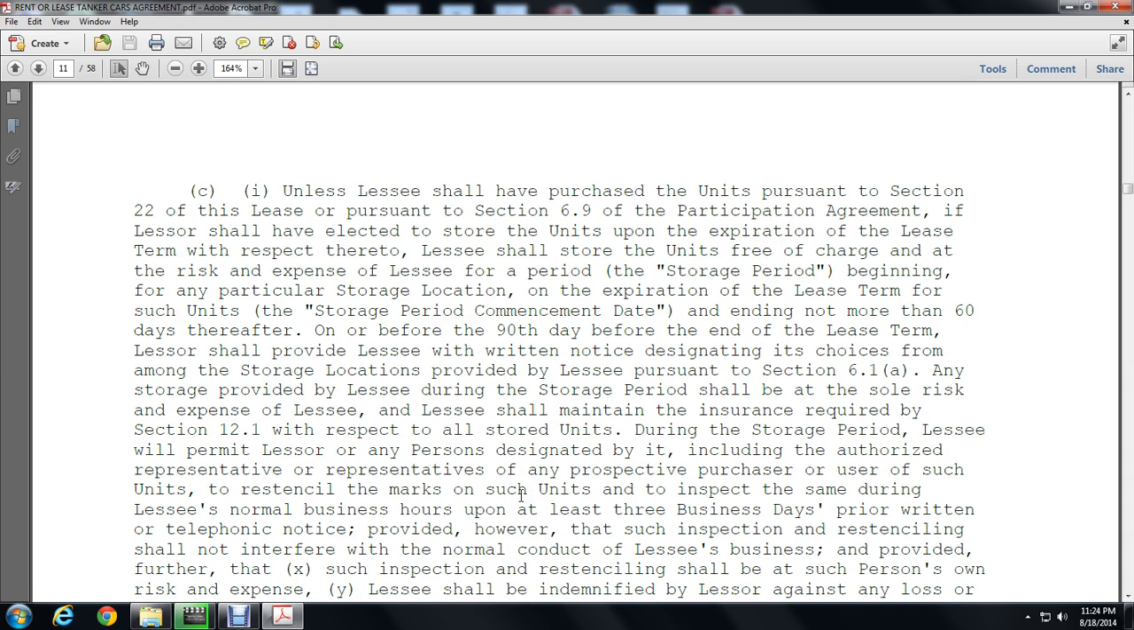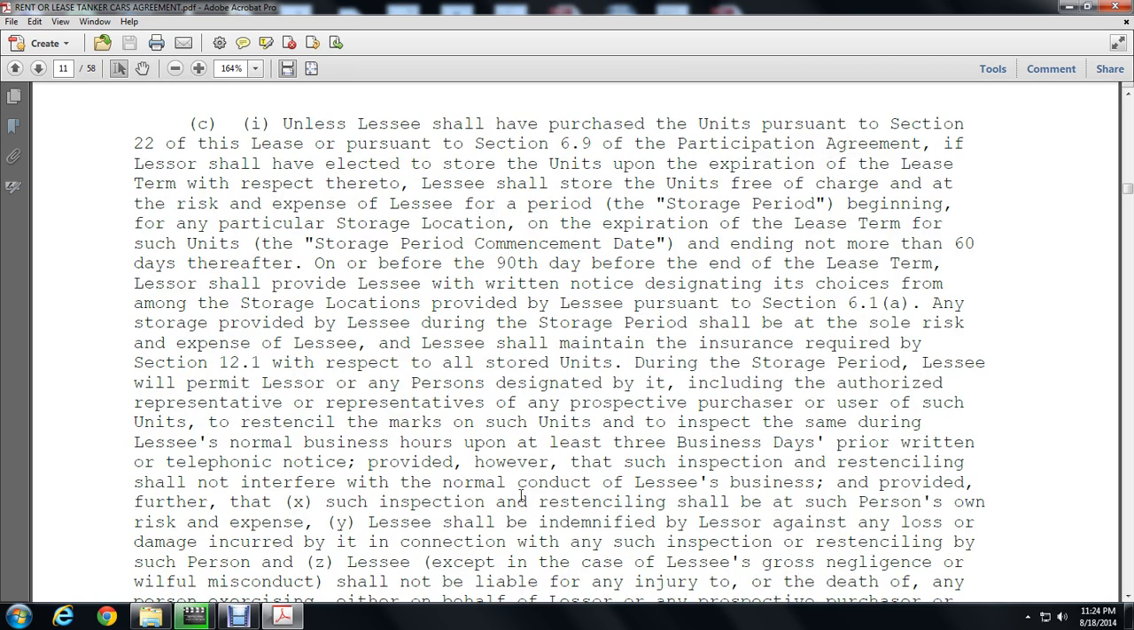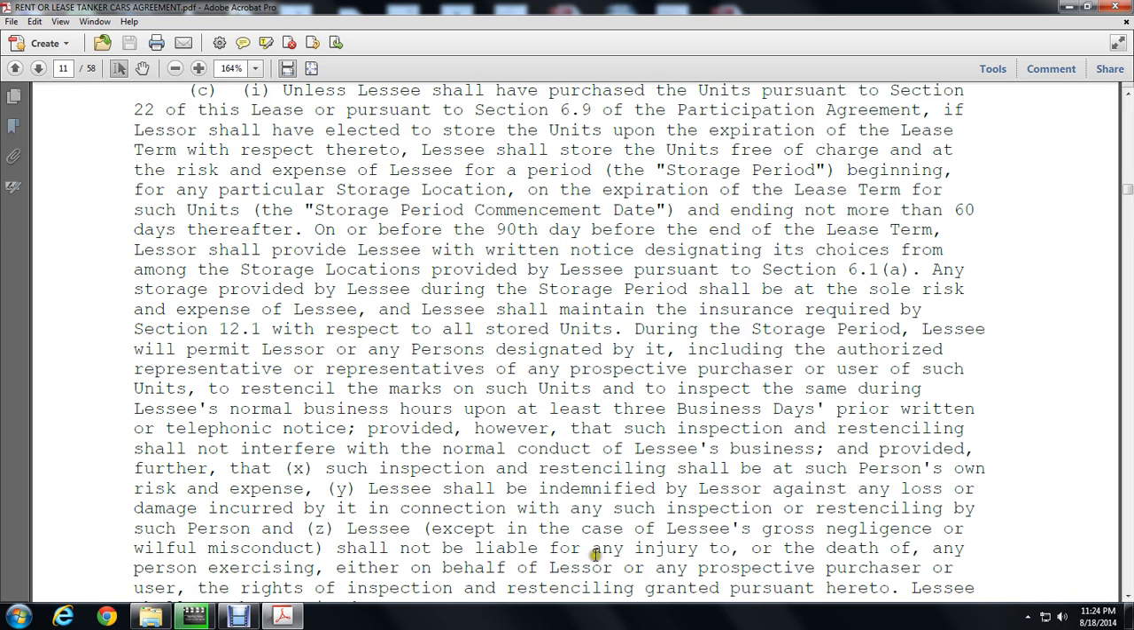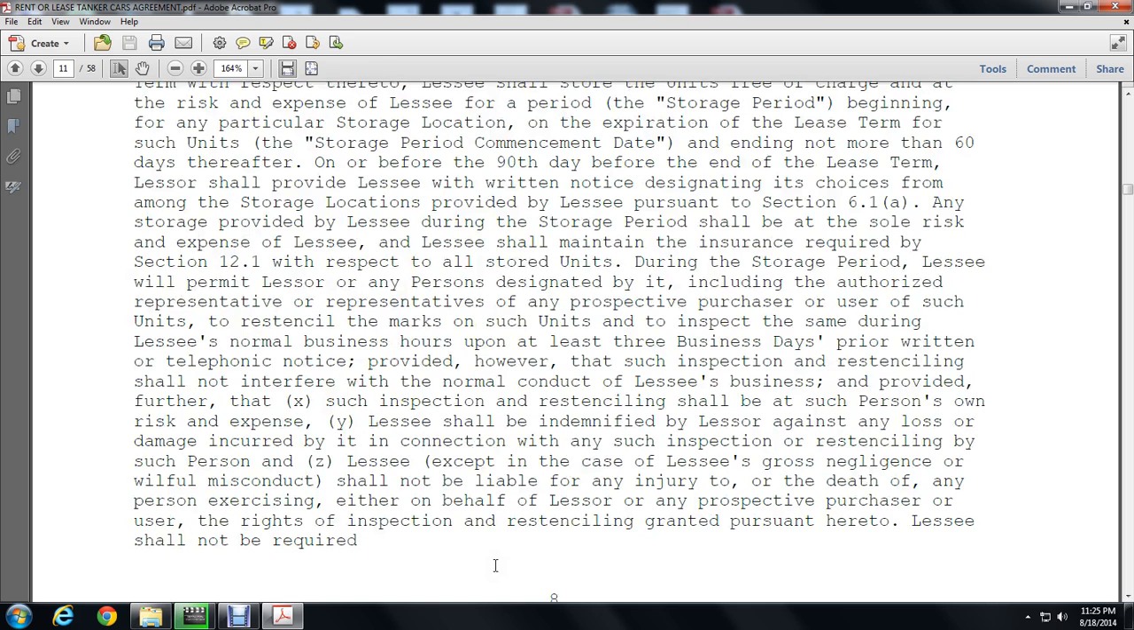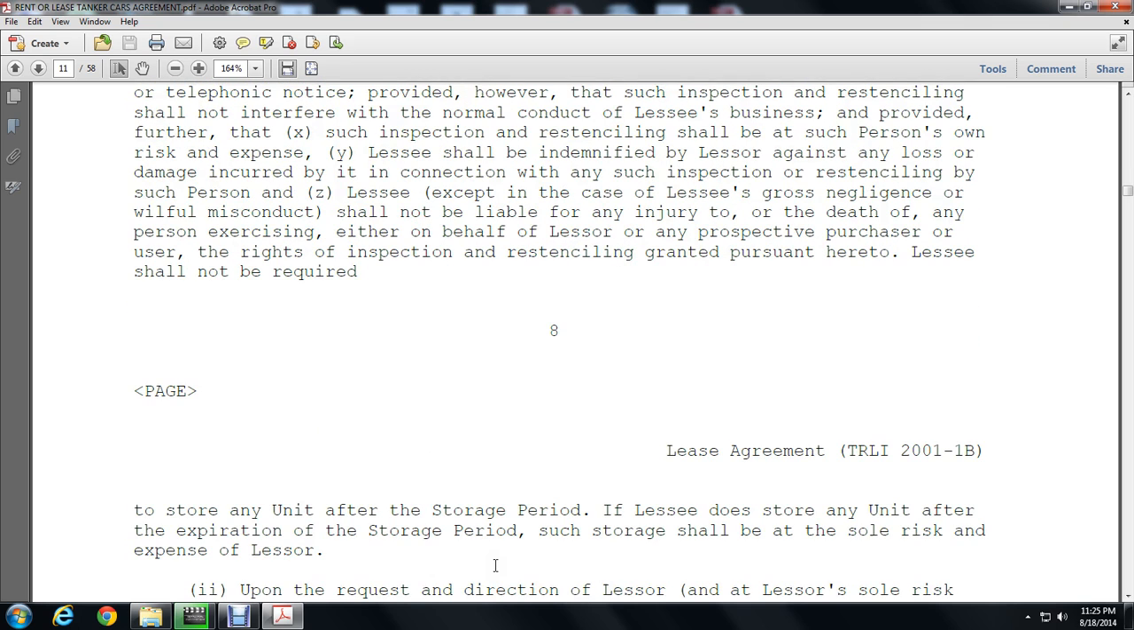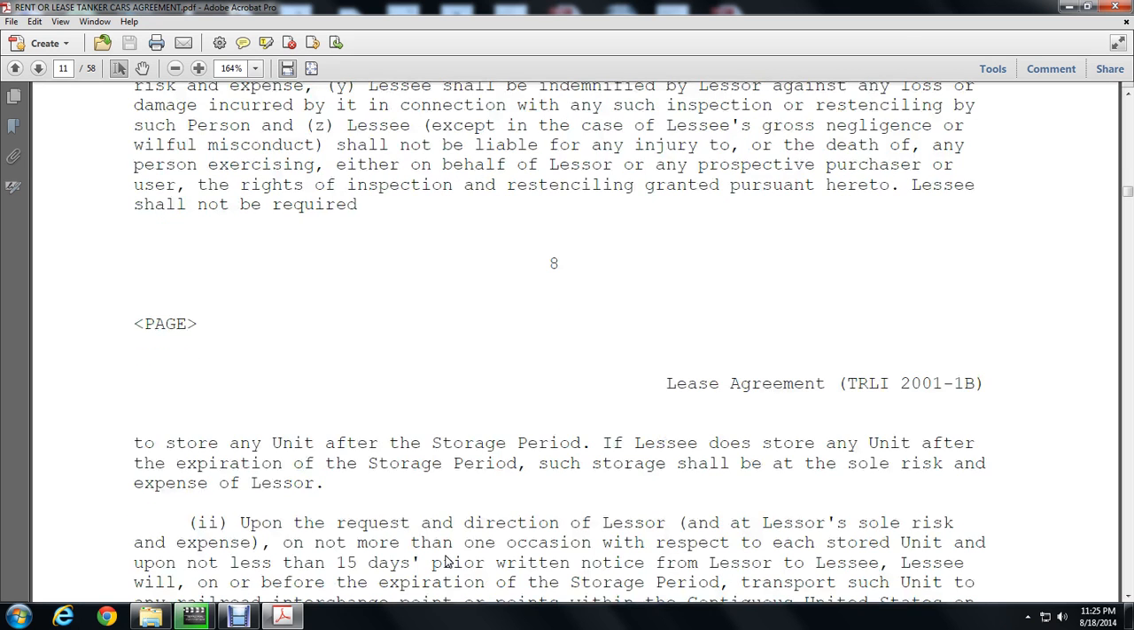The lessee shall indemnify the lessor against any loss or damages incurred in connection with any such inspection or re-stenciling by such person. The lessor, except in the case of the lessor's gross negligence or willful misconduct, shall not be liable for any injury to or death of any person exercising rights of inspection or stenciling granted hereunder on behalf of the lessee or any other prospective purchasers or users, and the lessor shall not be required to store any unit after the storage period. If the lessor does store any unit after the expiration of the storage period, such storage shall be at the sole risk and expense of the lessee.